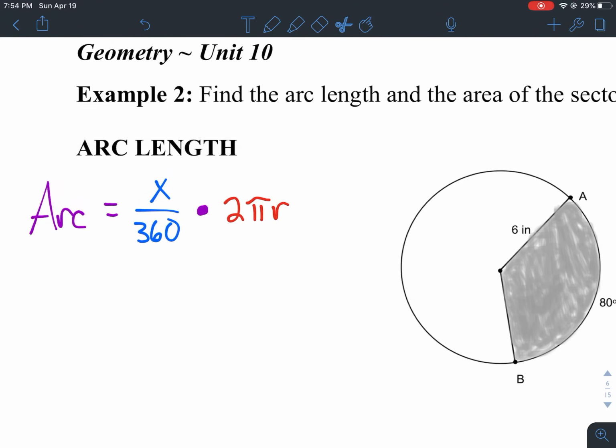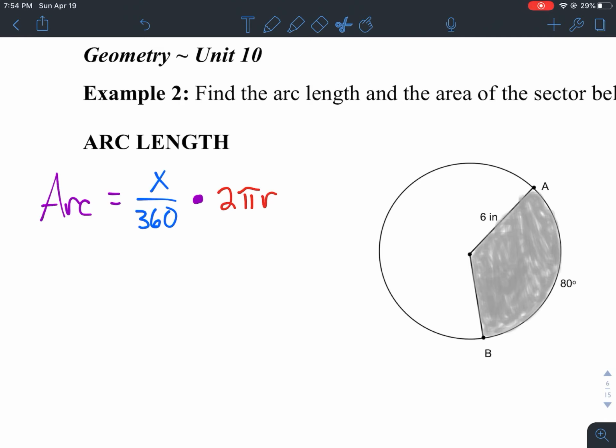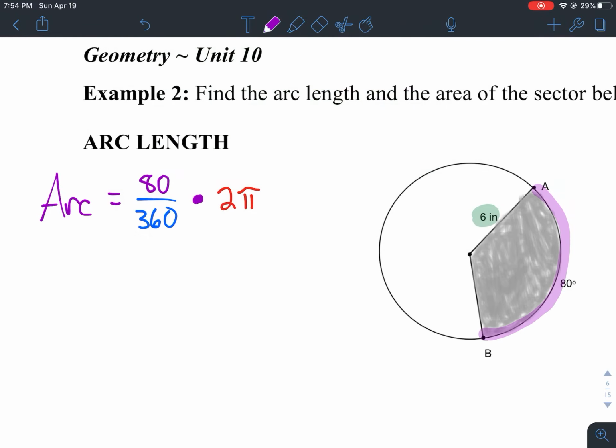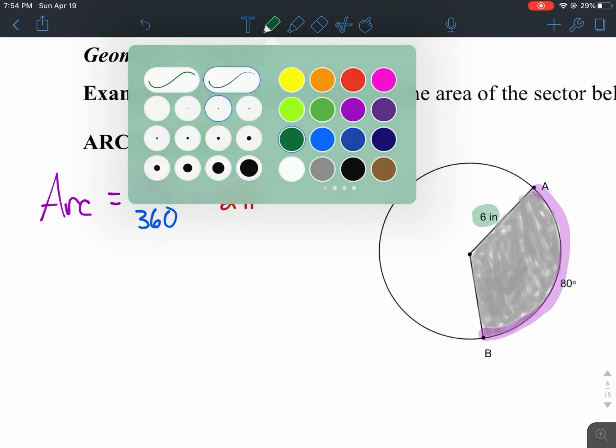So again, we need to find the part of the circle, the arc length. So the fraction of the circle is, in this case, going to be 80 over 360, because that is what measure of the arc is, 80. And in this scenario, we know that the radius is 6. That is what we're told right there. That is 6.